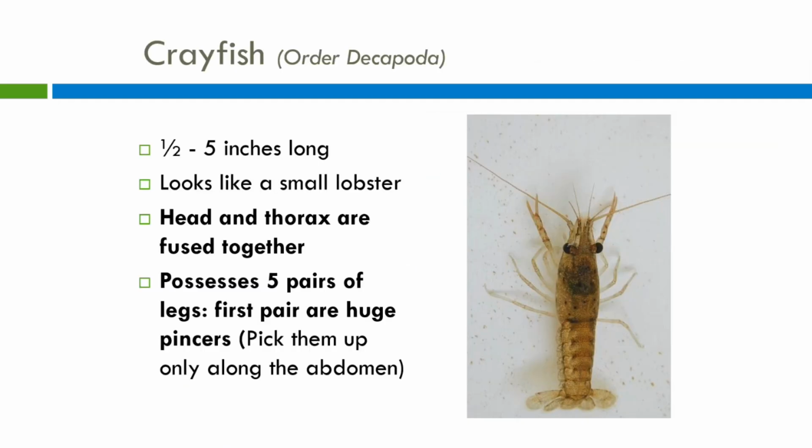The crayfish is another crustacean that we'll find. Generally, people are pretty familiar with the crayfish. They kind of look like a little lobster. The first pair of legs have those pincers on them, right? So this is another one. You don't want to stick your finger in the crayfish's face. It might get you, but you can pick it up from the abdomen, and that should be fine.